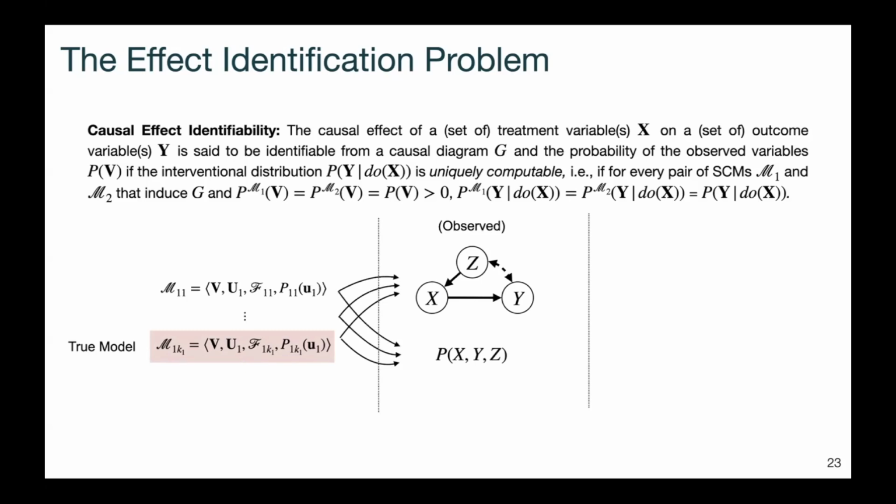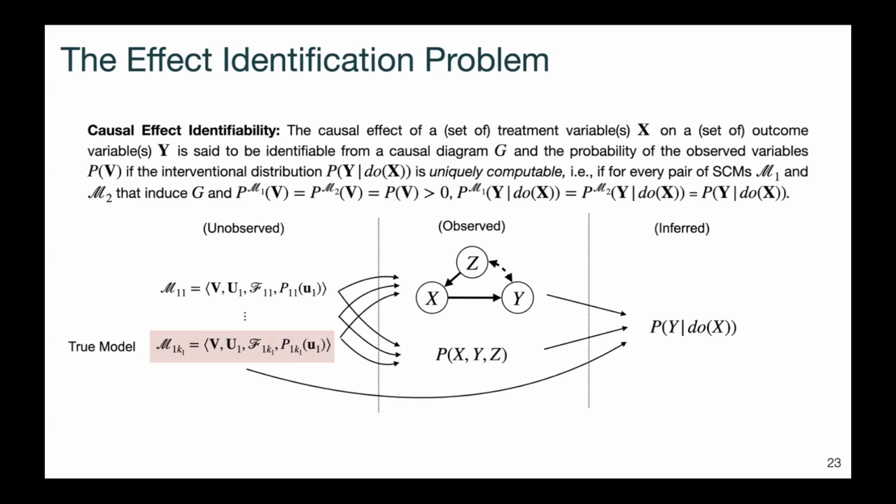Effect identification has to be like a case where the interventional probability, which is the probability of Y given do X, is the same for any model, as long as they are implying the same causal diagram and the same observational distribution. So if all these models that imply the same causal diagram and the same probability distribution also have the same interventional distribution, then you can get identification of the distribution.